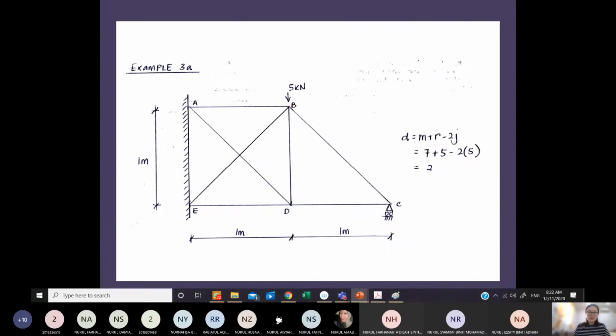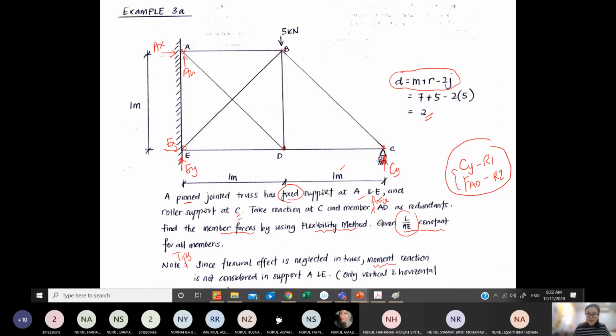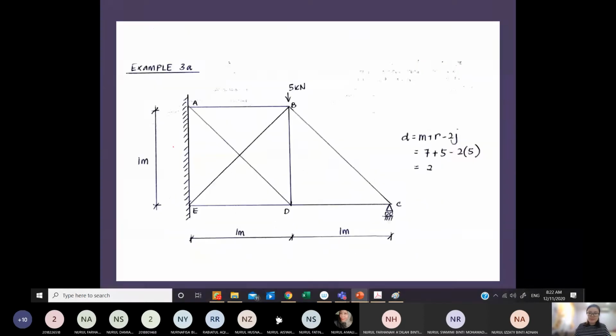And then we are going to remove all the redundant forces. So now this is the real structure. Now we want to modify it to become the determinate primary structure. Let me have a look first. FAD and CY are the redundants.